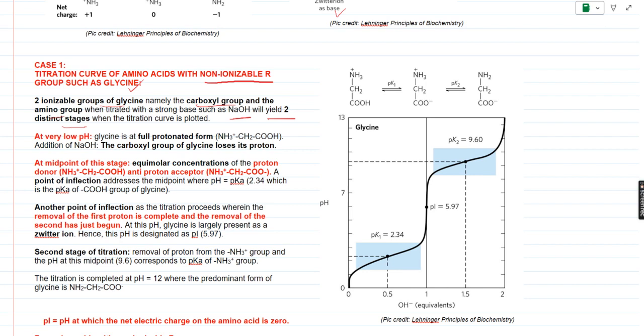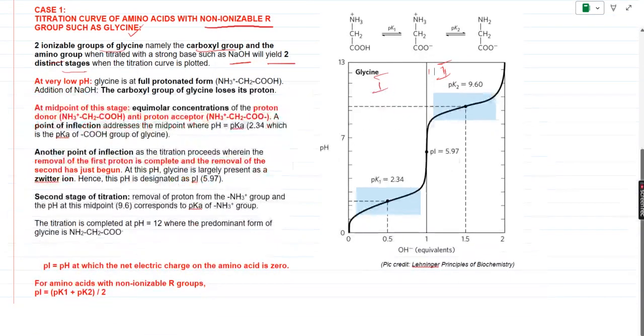So you have two important stages, 1 and 2. I'll talk about what these are. If you see at a very low pH, what do you mean by very low pH? It means that the hydrogen ion concentration is going to be very, very high. So what happens? The glycine is going to be fully protonated, that is, you have NH3 plus CH2COOH. It's fully protonated, and as a result, the net charge on glycine will be positive.